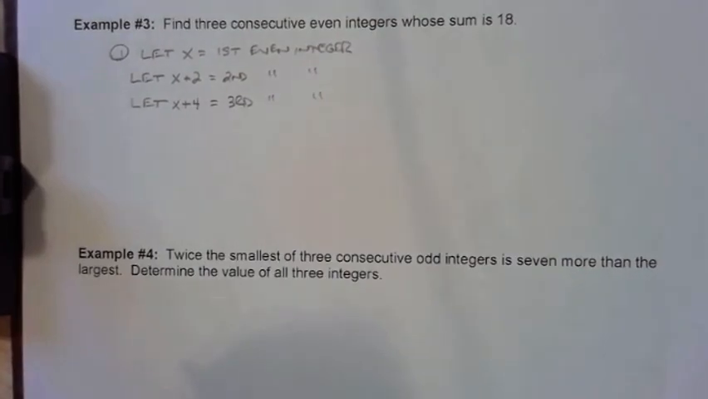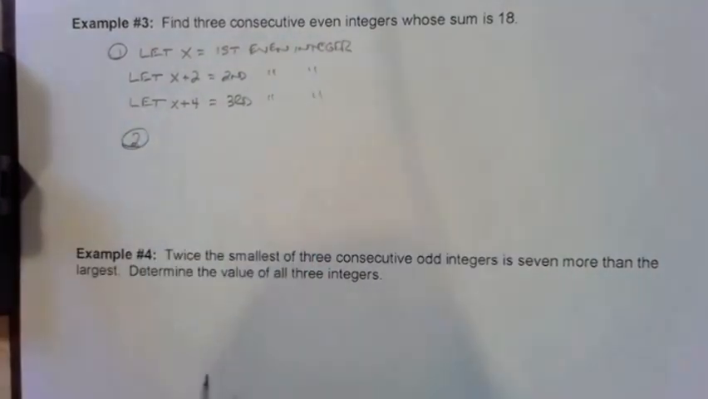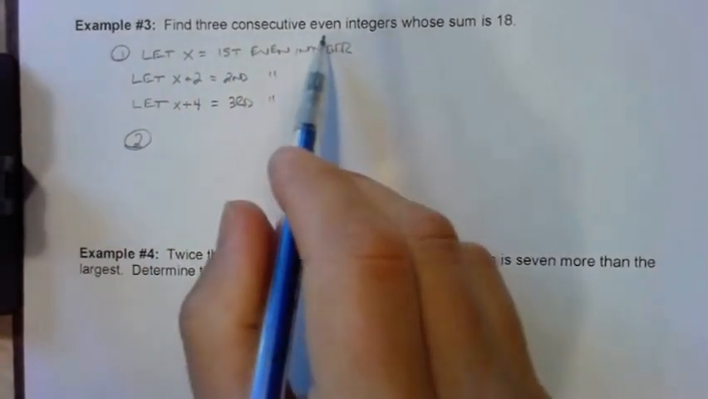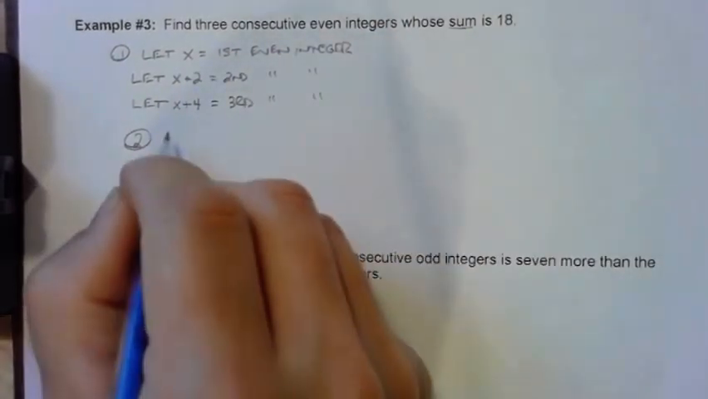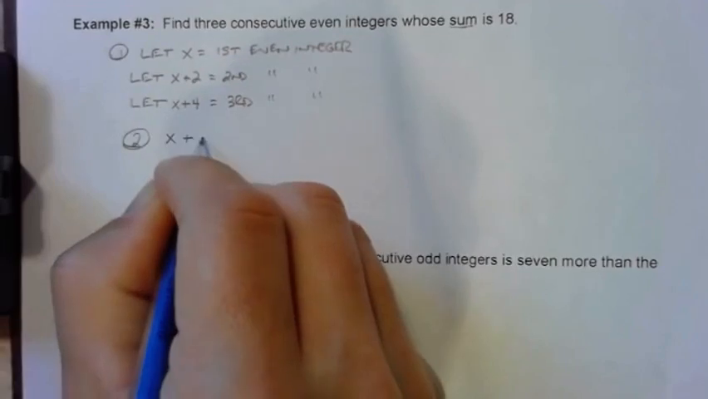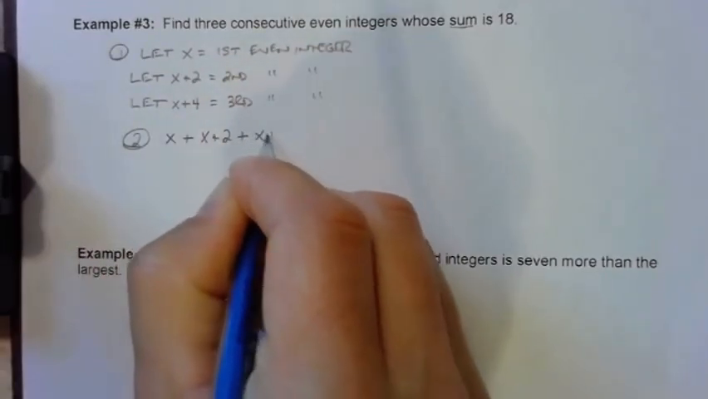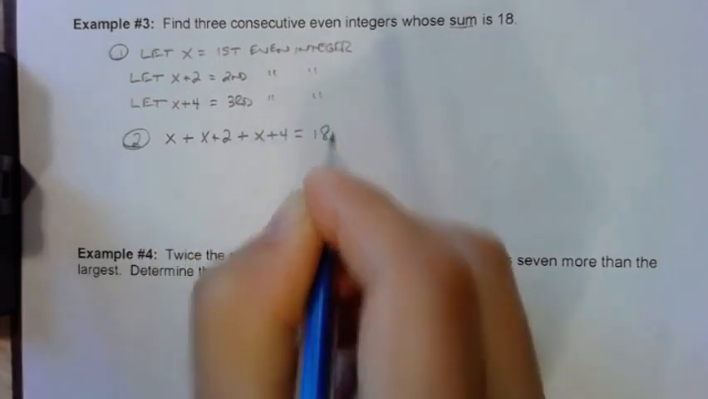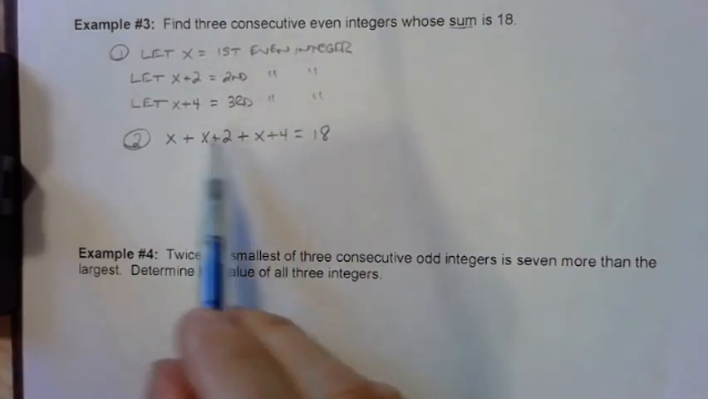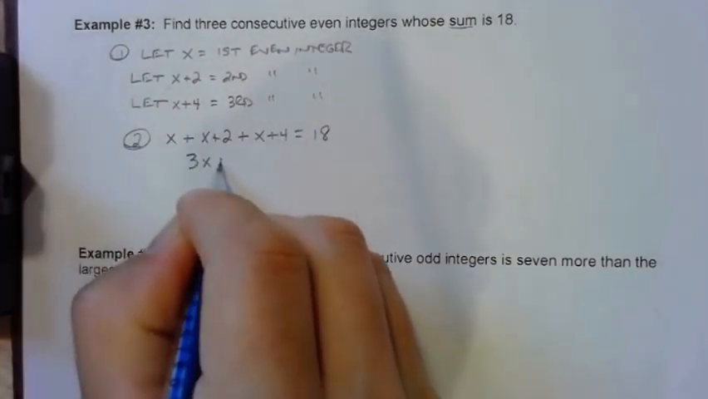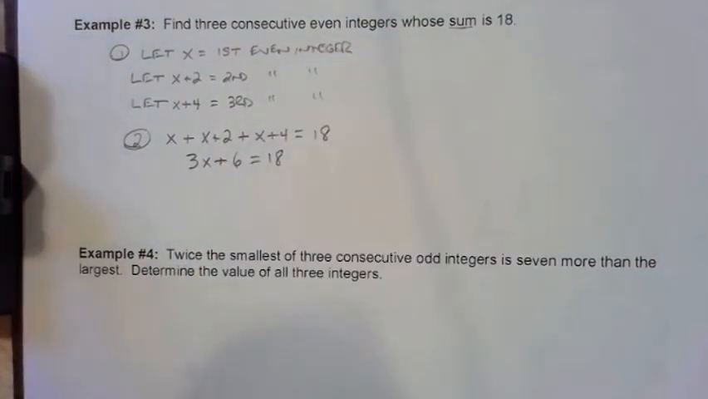Now that we've got this set up, let's see if we can make an equation out of it to represent the problem. Find three consecutive even integers whose sum, so I'm going to be adding these up, is 18. So the first even plus the second even, x plus 2, plus the third even, x plus 4, their sum is 18. Let's go ahead and clean up the left-hand side. x plus x plus x is 3x, plus my constants, 2 plus 4 is 6, equals 18.